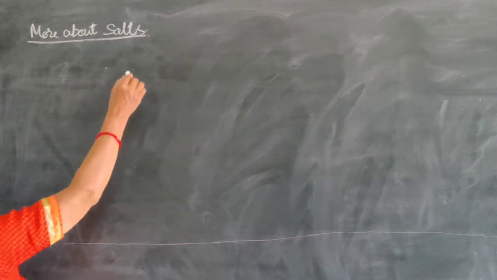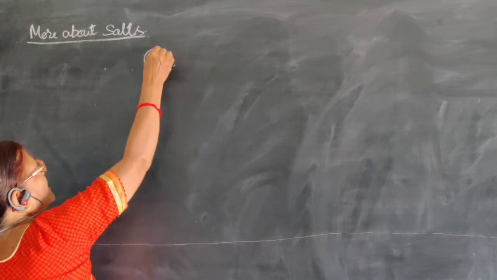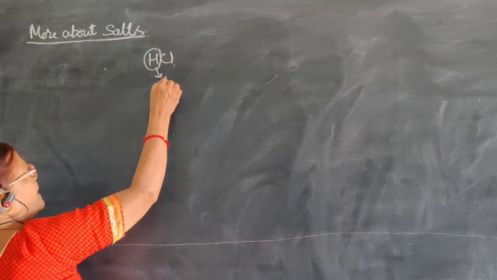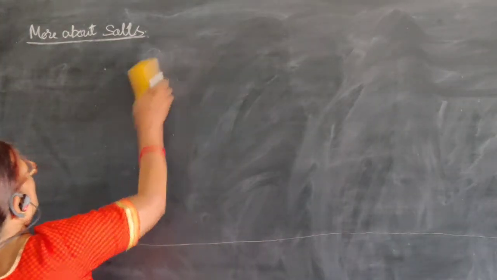That is, the heading is more about salt. You already know the salts are formed when there is a reaction between an acid and a base. Suppose we take the example of HCl. When this H of the acid is replaced by some metal, then they are called salt. So simply, salts are formed due to the neutralization reaction of an acid.